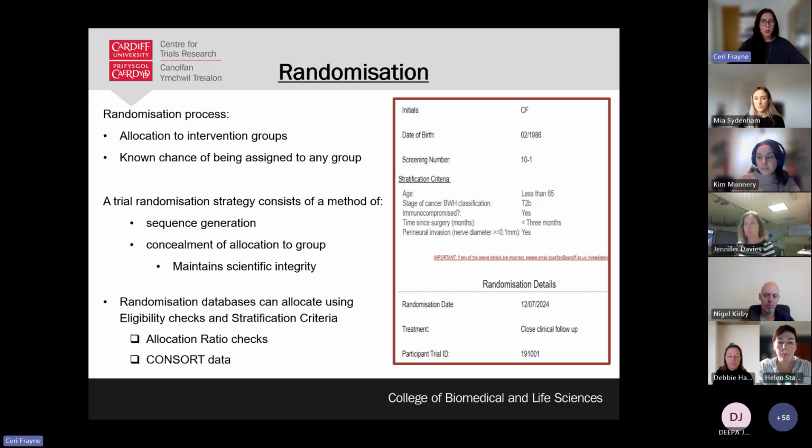So the statistician will ensure the metadata implements the randomization strategy. Once the trial is recruiting, the randomization allocation data is analysed periodically to check the ratio, and the data is also used in CONSORT diagrams.